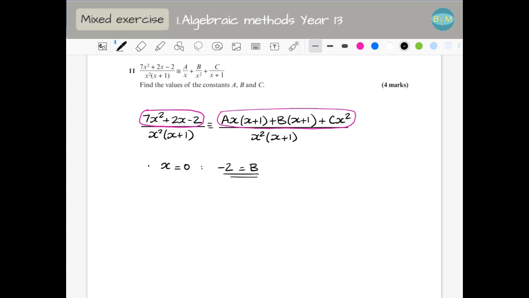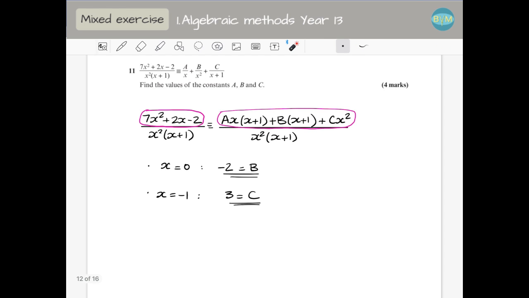That's the first one. The other thing that I can substitute is x by minus 1, because that will make this bracket 0. When x is minus 1, I have minus 1 squared times 7 is 7, minus 2 is 5, minus 2 is 3. So the left is going to be 3. On the right, this bracket is 0, this bracket is 0, and this term is going to be minus 1 squared, which is 1 times c. So c is 3. I found c and b very quickly.